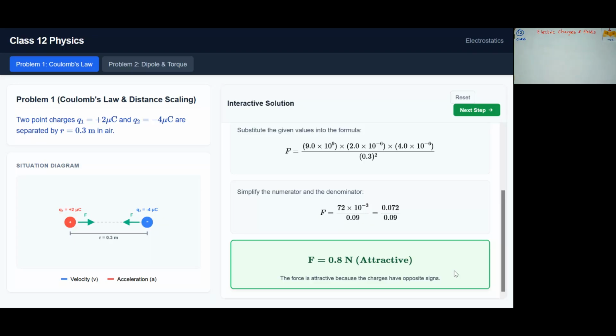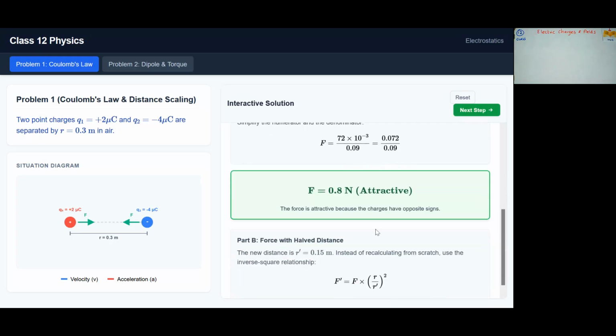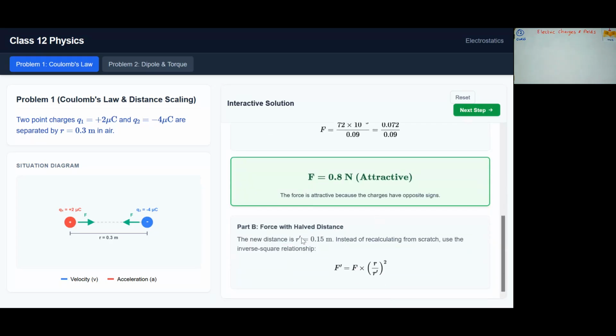Now here is where it gets interesting. What if we move them closer together? Part B says we halve the distance to 0.15 meters. For example, part B, new distance R dash equal to 0.15 meter.